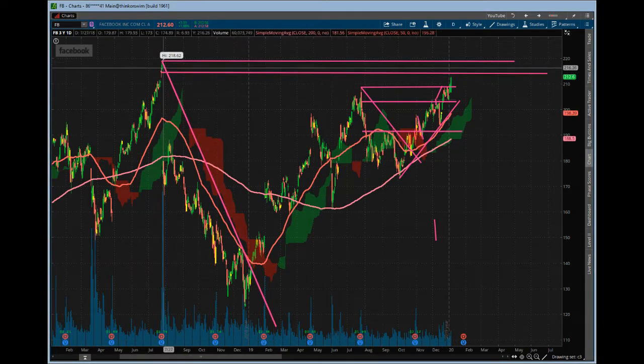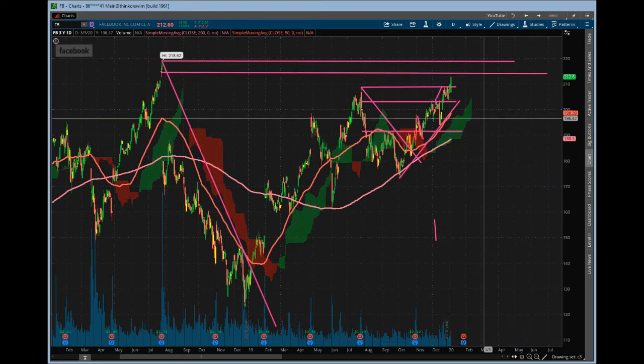Epic move, right? If you think about it, from way back here in 2018, all the way down, and just been this sloppy, nasty move up. But it's finally starting to close over some key levels. So that's looking pretty neat.